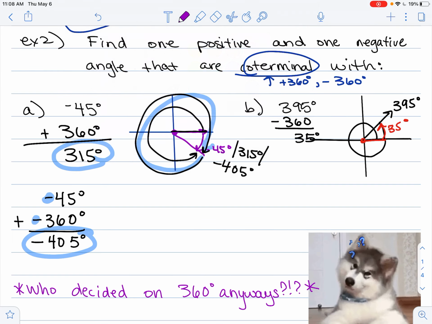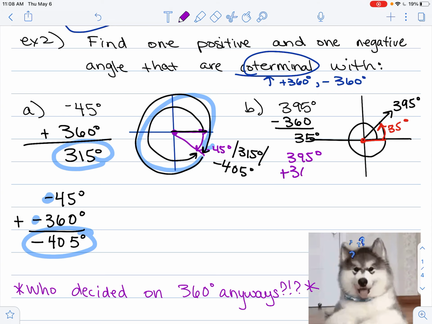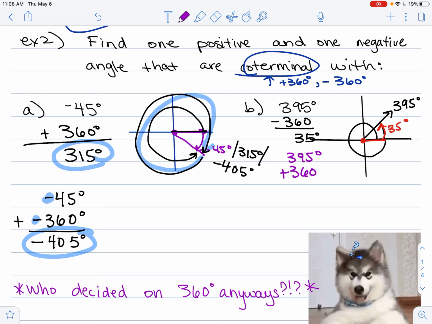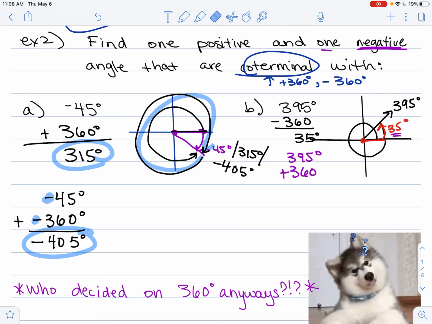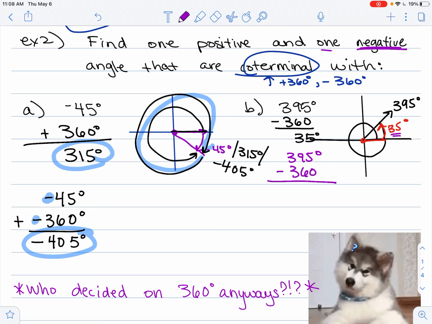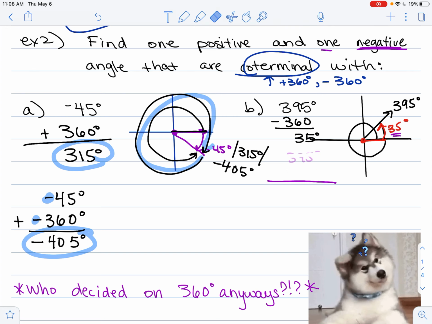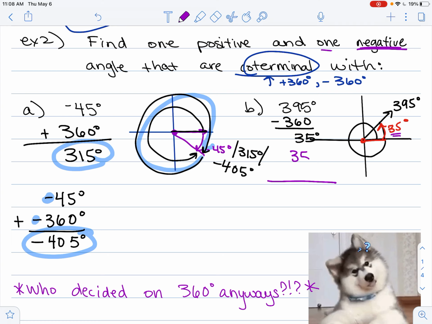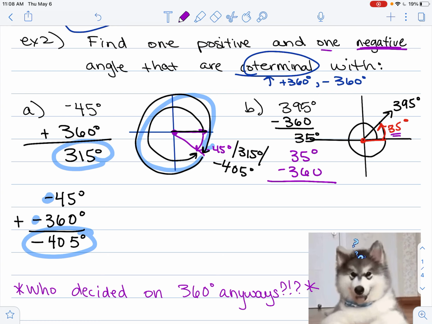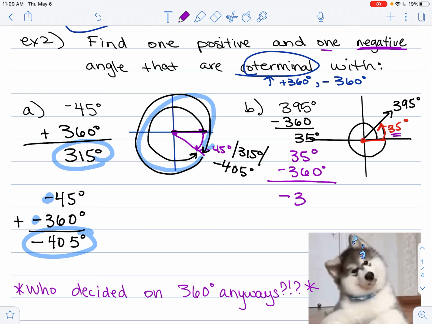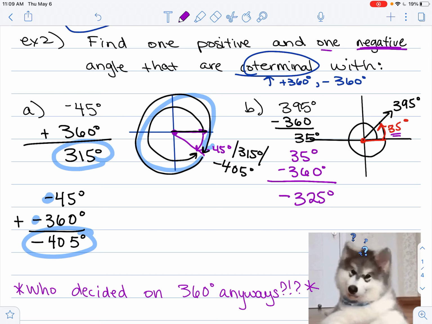Or we can take 395, and instead of subtracting 360, we can add 360. Now, actually, wait a minute. We need to find one negative as well. But wait a minute. The one we found before was positive. So let's subtract another 360 so we can get an actual negative number. So if I subtract another 360 from 35 degrees, I'm going to get a negative 325 degrees. So I can get back to that spot.